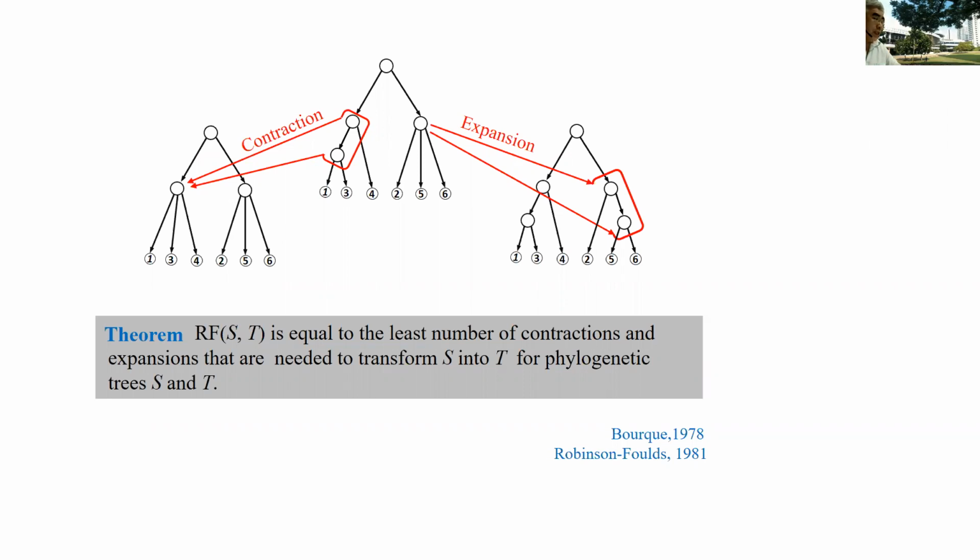A contraction merges two single-edge connected nodes into one node. In contrast, the expansion operation performs the reverse. It splits a node with degree at least 2 into two nodes. The subtrees of the original node are assigned to the two new nodes in an arbitrary manner. It turned out the Robinson-Foulds distance between two trees S and T is equal to the least number of contractions and expansions that are needed to transform S into T, for any S and T.